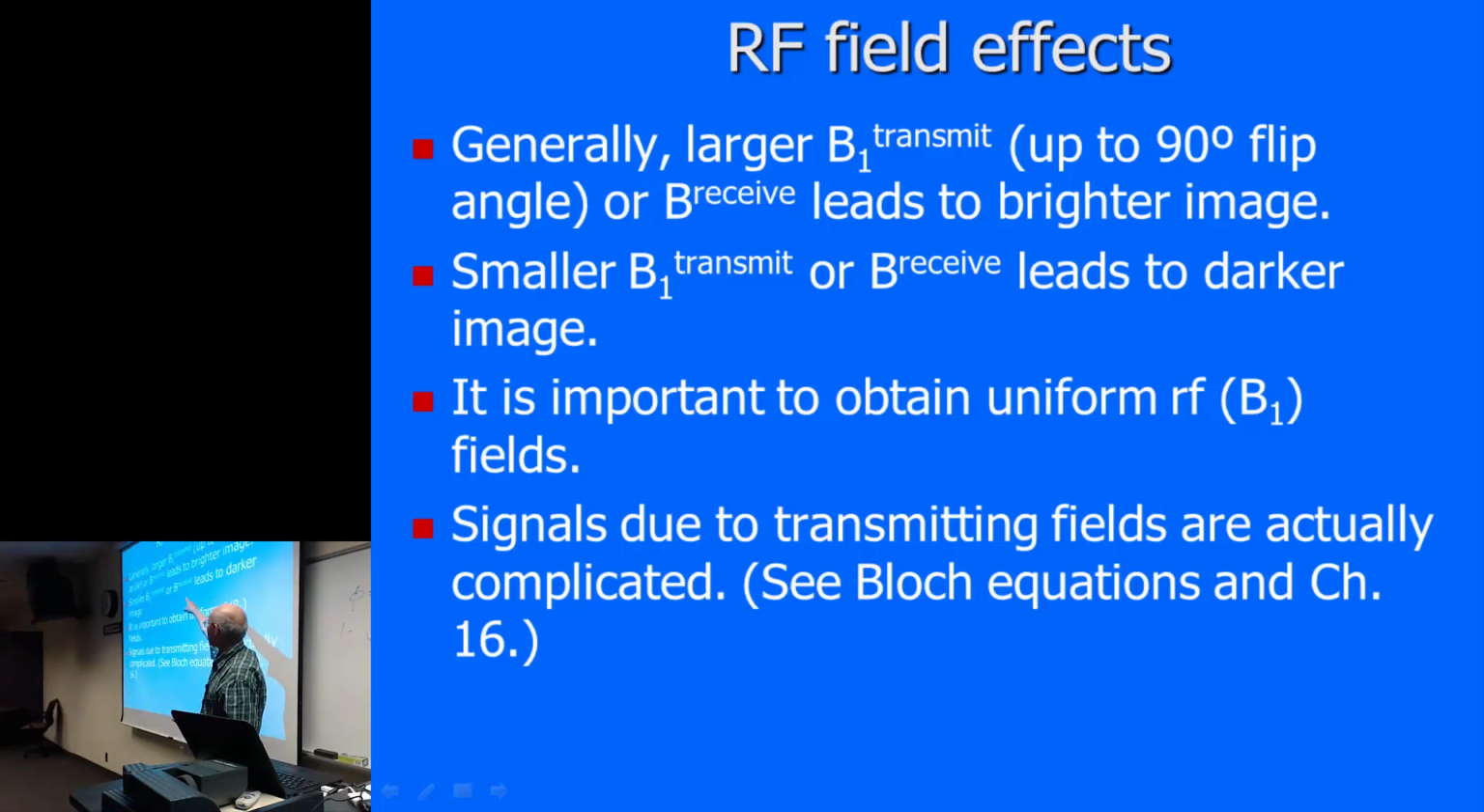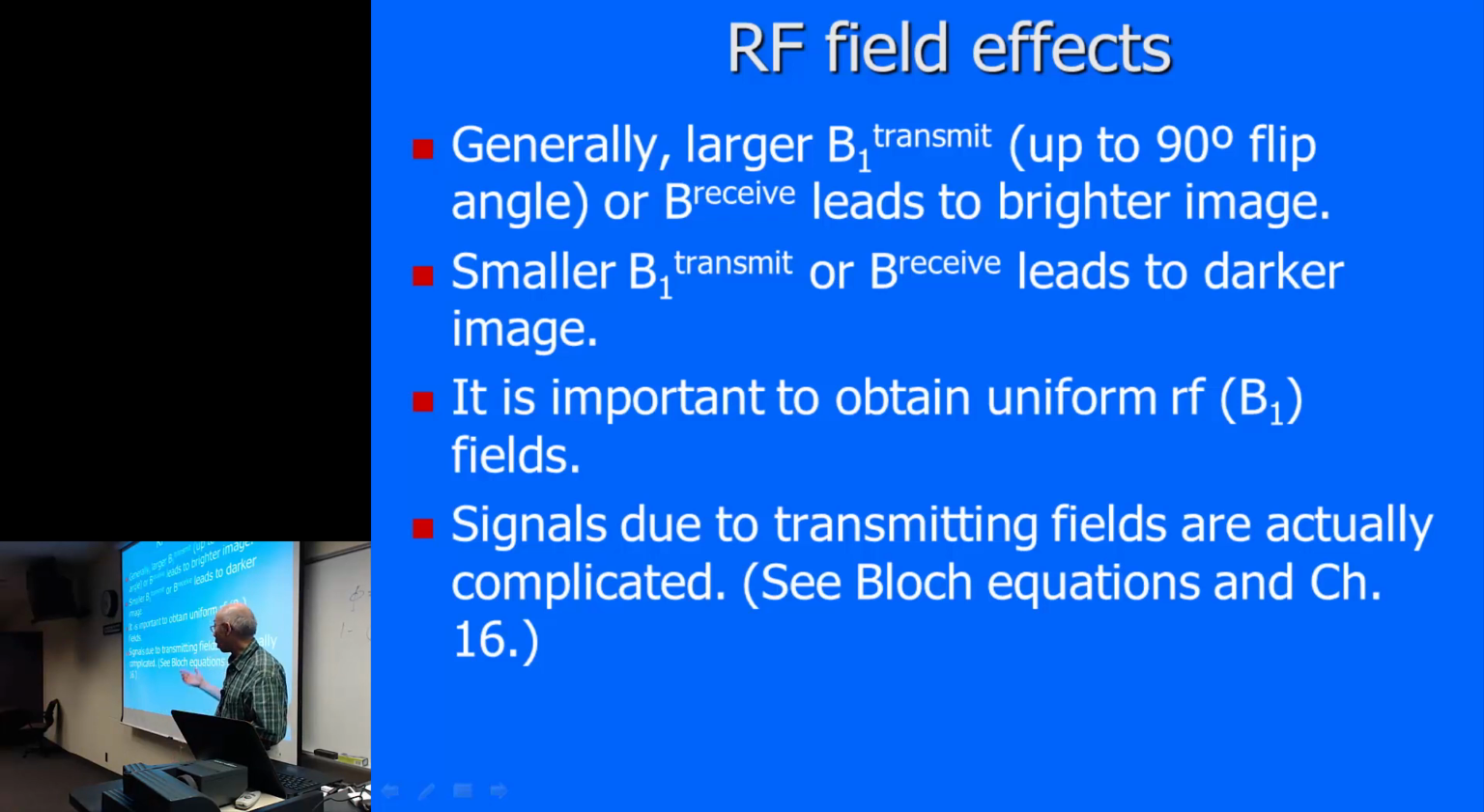So in general, if you have a larger transmit field or a larger receive field, then you will have brighter images. In MR, the higher the signal, the brighter the image. That's basically how the MR images will look. Of course, a smaller B1 transmit field or a smaller receiving field is going to lead to darker images.